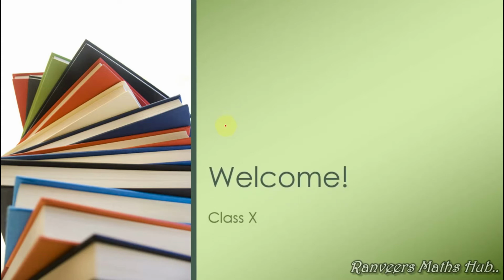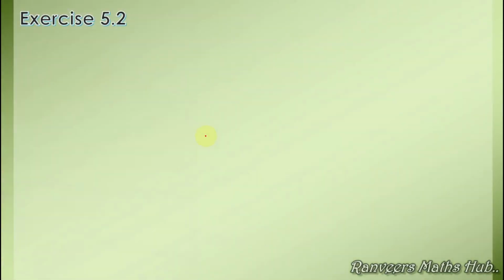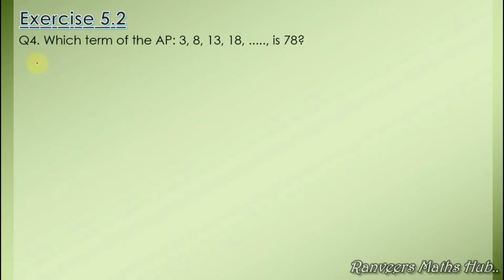So welcome back again, class 10. We were continuing the chapter 5, that is arithmetic progression. So exercise 5.2, question number 4. First three questions are completed in the previous video. You can check that video if you want the solution for first three questions. Okay, question number 4. Which term of arithmetic progression, that is 3, 8, 13, 18 dash dash dash is 78?